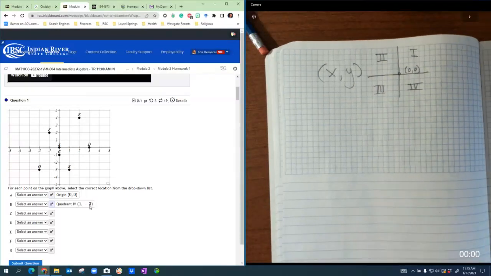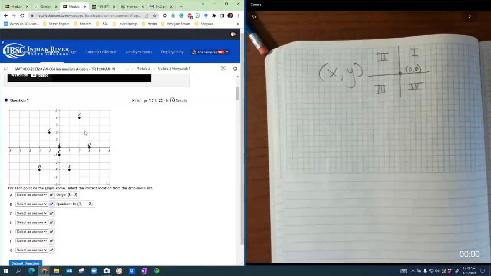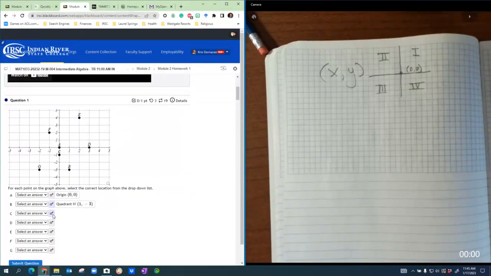All right? And then for C, C is located on the y-axis. When we're looking at the y-axis, it's always going to be x equals 0. So it's going to be 0, -1, and it's on the y-axis. For D, D is on the x-axis, so it's going to be 3, 0.